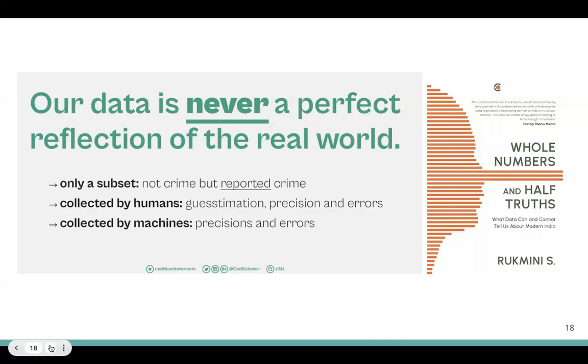But the way this data can be used to convey a particular narrative is also very interesting. For more about that, we recommend a book called Whole Numbers and Half Truths: What Data Can and Cannot Tell Us About Modern India. That really goes into the details of how these things get reflected in an Indian context. Okay.